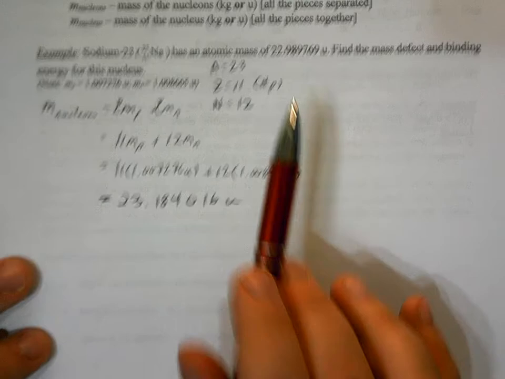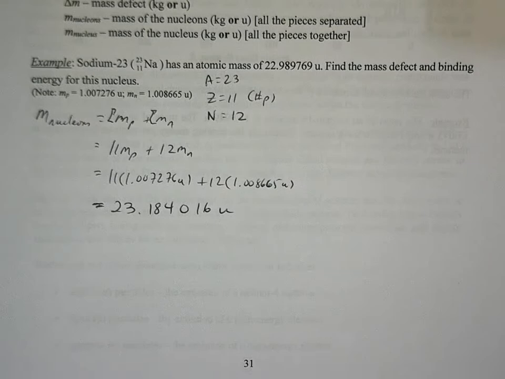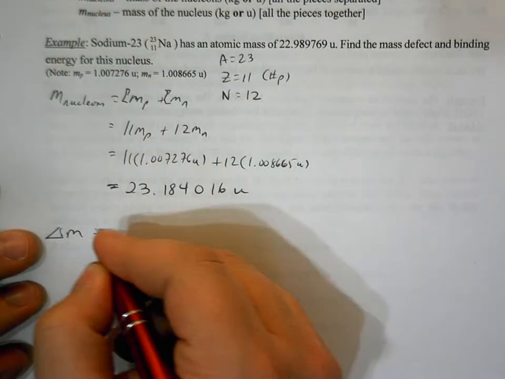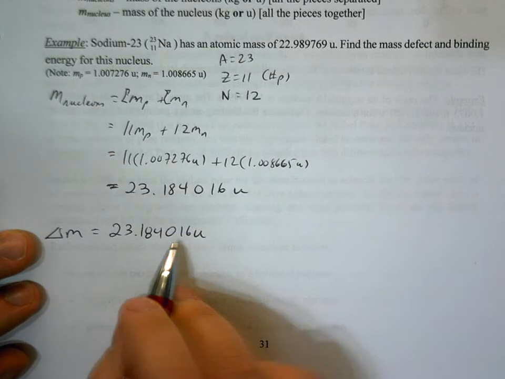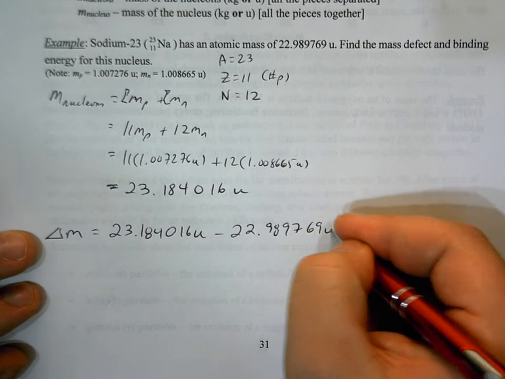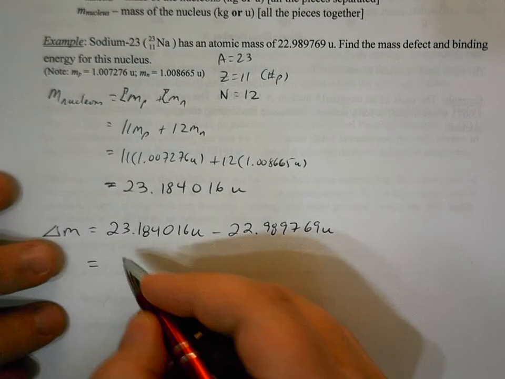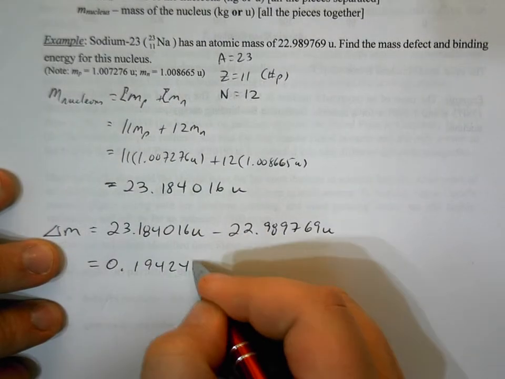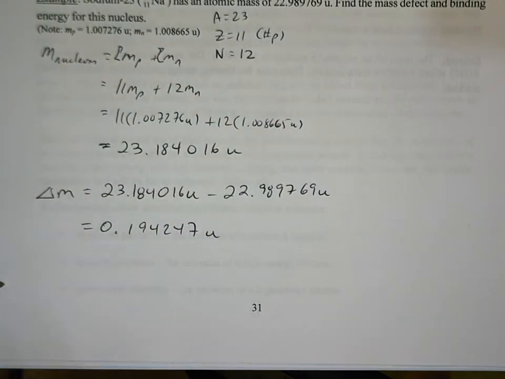Now, if we combine them together, the sodium-23 atom is going to have a mass of 22.989769 u. The mass defect is going to be the difference between the two. So we're going to take the mass of everything separated minus the mass of everything combined together. Again, lots of numbers to put in here. We're going to have about 0.194247 u. What this represents is how much the mass decreases when we join everything together.